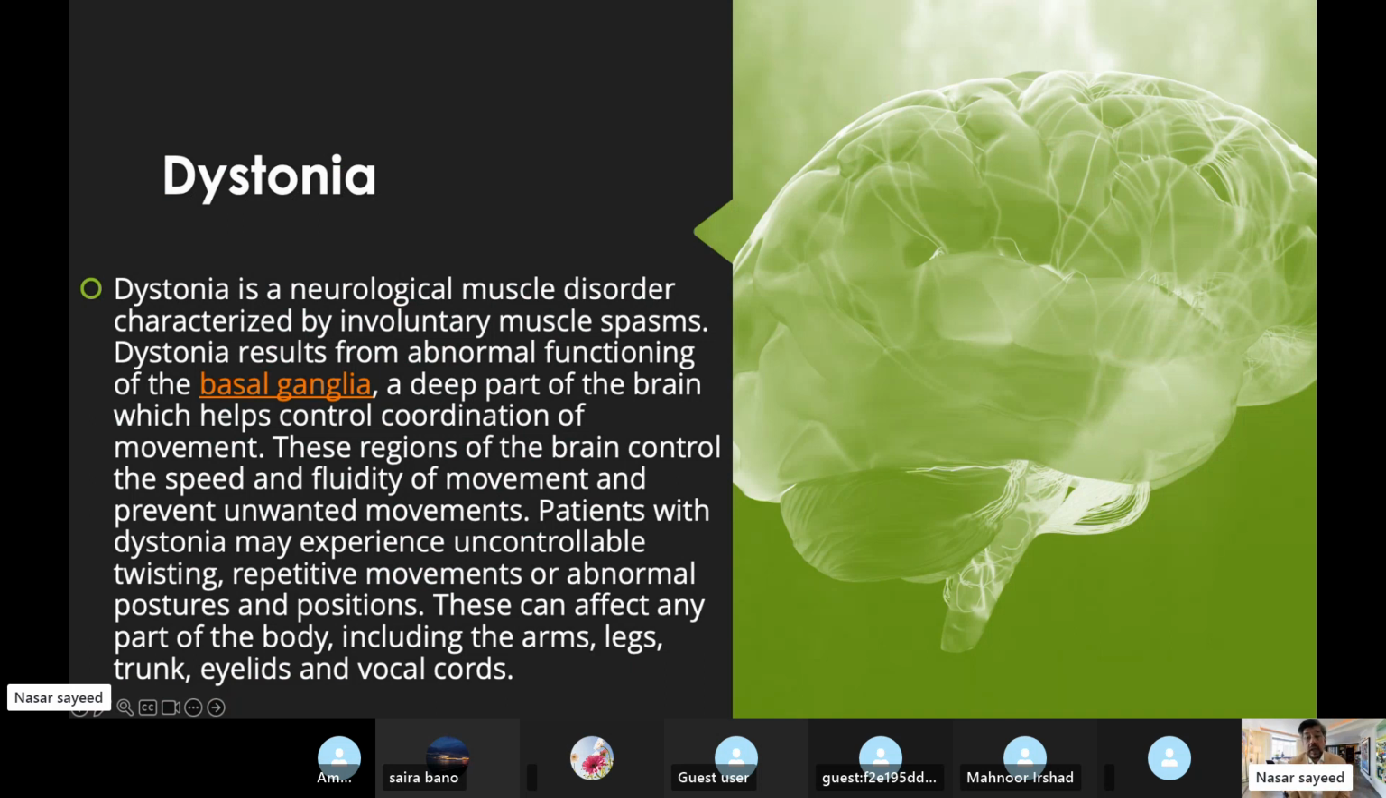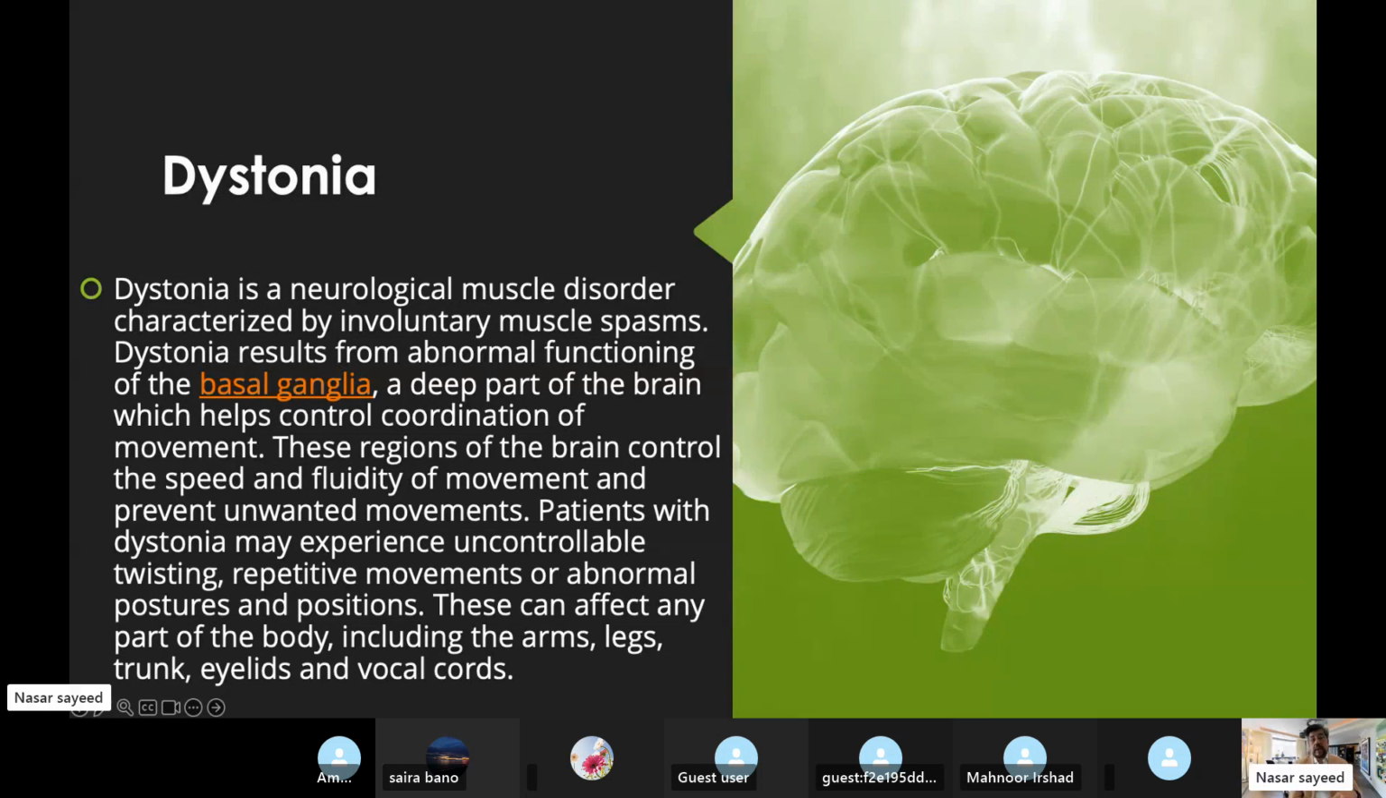Dystonia. Now dystonia comes under the heading of abnormality of the basal ganglia. So dystonia is a neurological muscle disorder characterized by involuntary muscle spasms. There is a stiffness. And this results from abnormal functioning of the basal ganglia, a deeper part of the brain which controls the coordination of movements. I don't have to go through that.